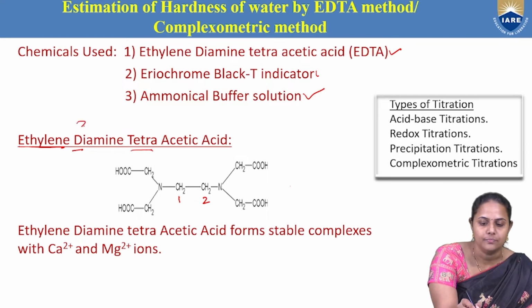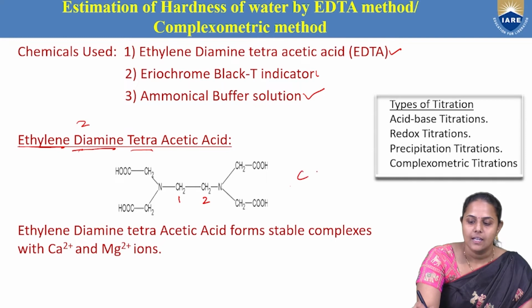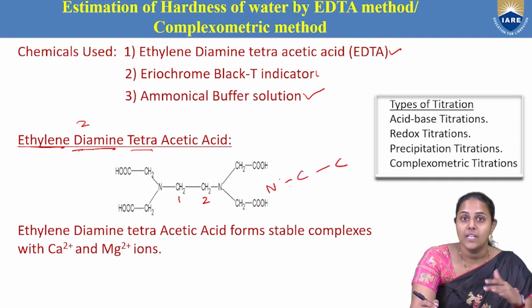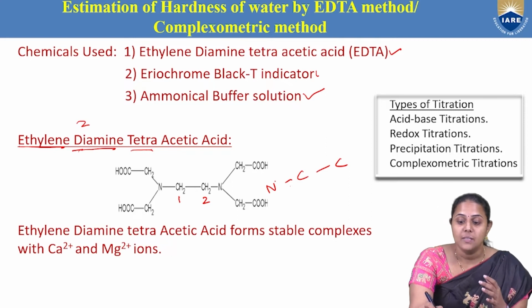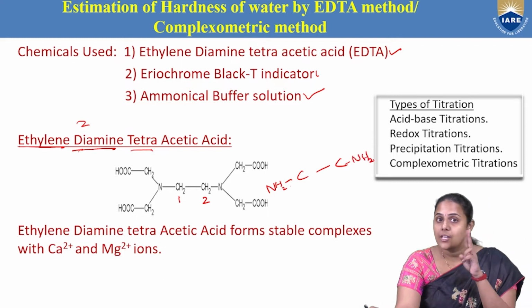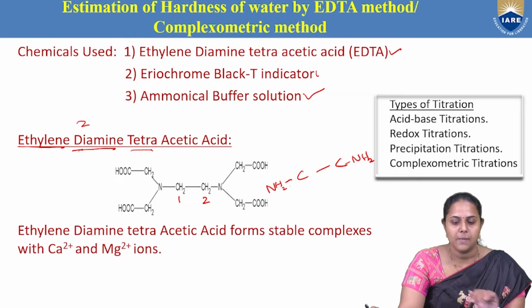Di means 2. Diamine means, added to these 2 carbon atoms, amine groups. Ammonia is NH3, and amine means NH2. Diamine means 2 NH2 groups are there. That's why it got the name diamine. Di means 2, and amine means nitrogen will be present. You have to keep that in mind.